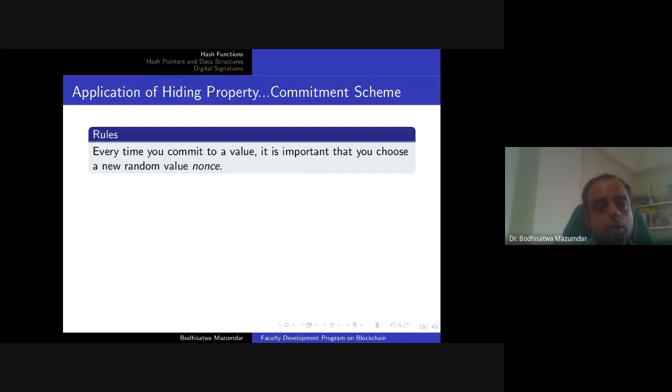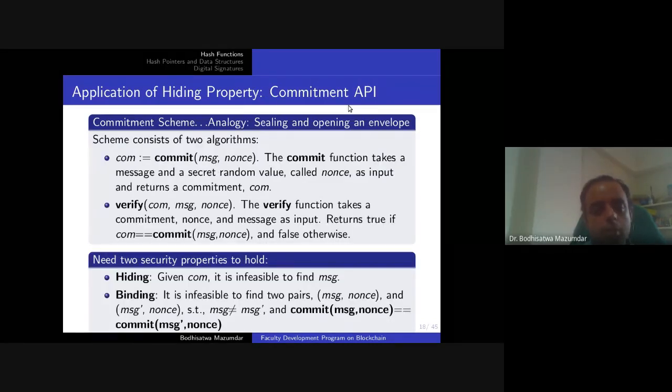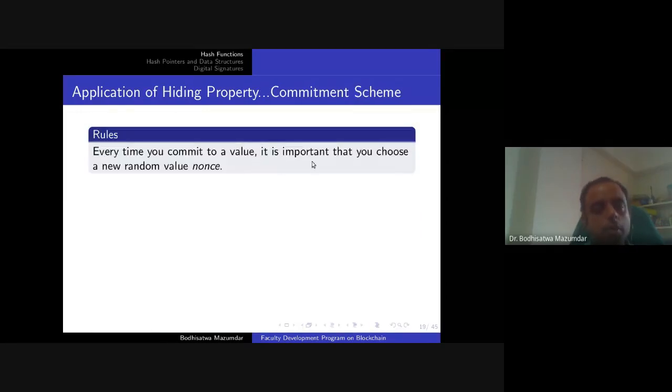There are certain rules for this commitment scheme. Every time you commit to a value, it is important that you choose a new random value, the nonce. Whenever you compute this commit function, this secret nonce you should change on every query. So it is important that you choose a new random nonce every time.